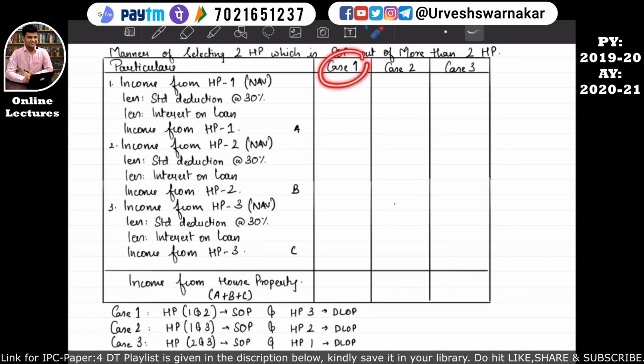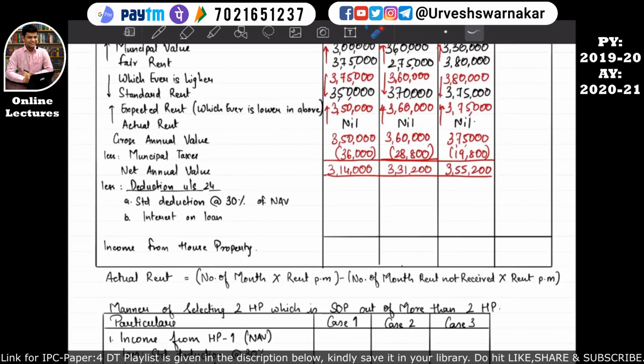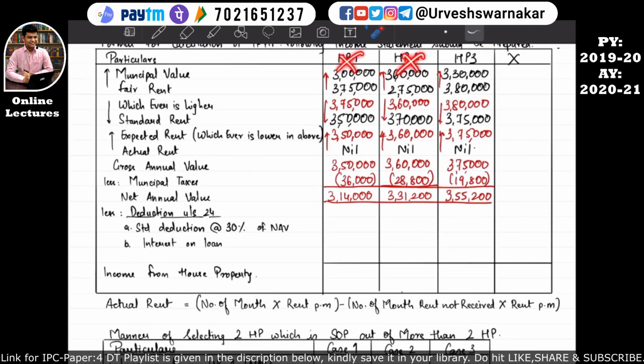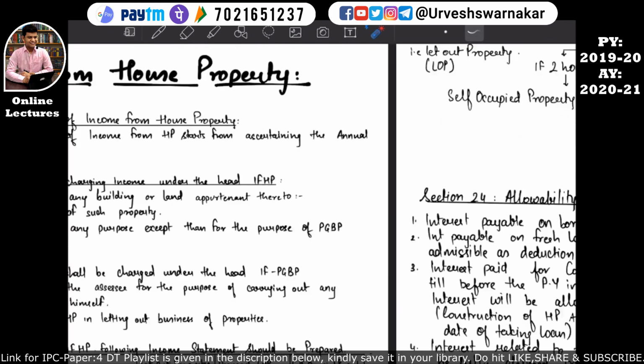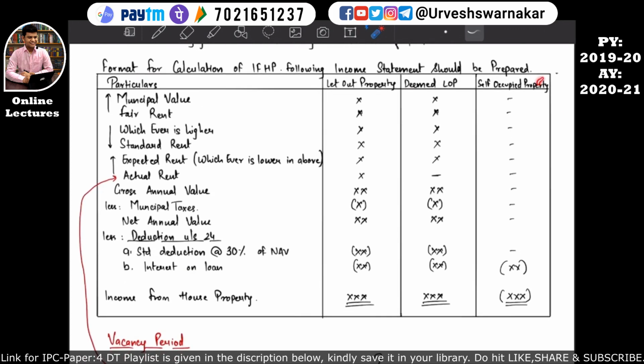So in case 1, what I have assumed is that house property 1 and 2 are self-occupied house properties. That means the NAV details for house property 1, if it is self-occupied, will be 0. That is what we have studied in our notes, in the format, that if a self-occupied property is there, its NAV will be 0 over here. If you can see, the NAV is 0.